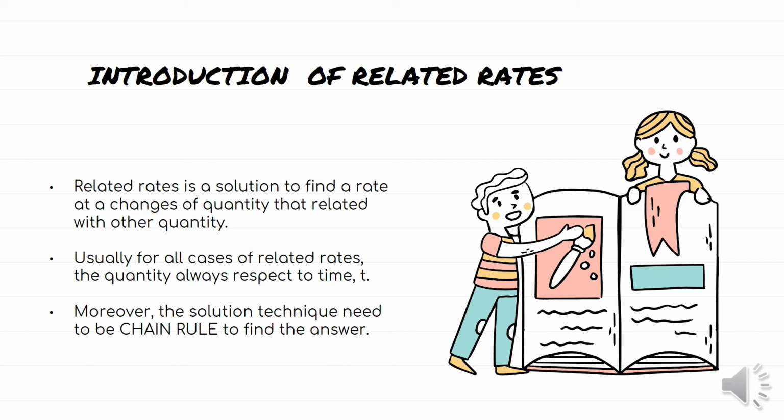Related rates is a solution to find a rate of change of a quantity that is related to another quantity. Usually, for all cases of related rates, the quantity is always with respect to time. Moreover, the solution technique needs to be general to find the answer.